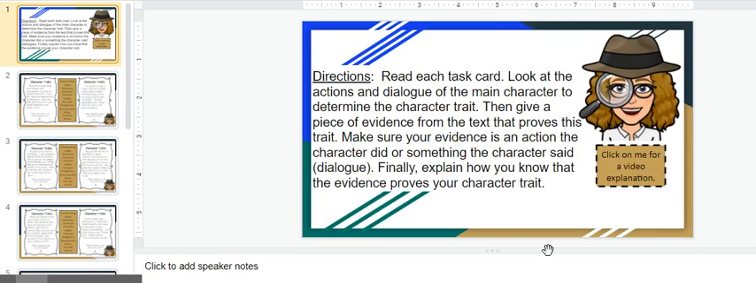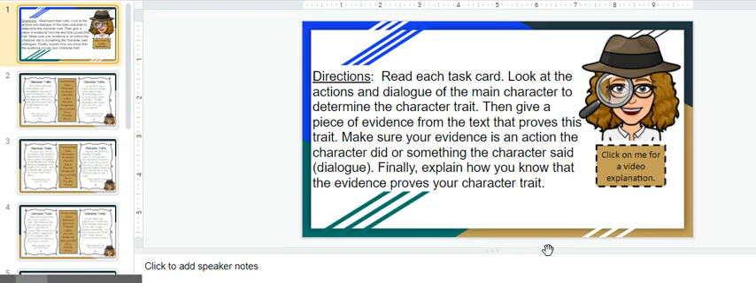All right, this is your virtual lesson for today. You are going to do some task cards, and in these task cards, it's going to have a short paragraph about a character, and you are to determine the character trait based on the evidence in the paragraph.